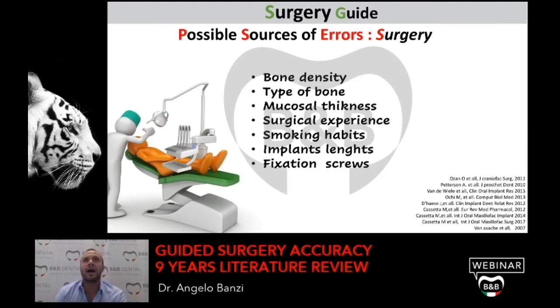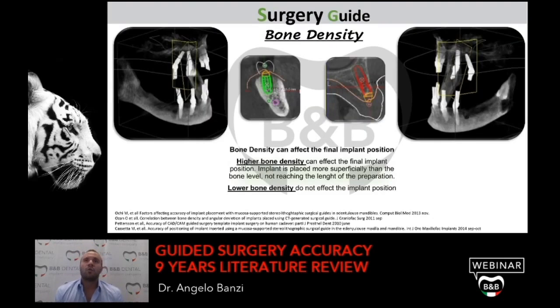Let's see other items we found out from the literature: bone density, type of bone, mucosal thickness, surgical experience, smoking habits, implant length, and fixation screw. Let's start with the bone density. What about the bone density? Oki, in his article, noticed that the higher the density of the bone, the more difficult it is to reach the right position of the implant.